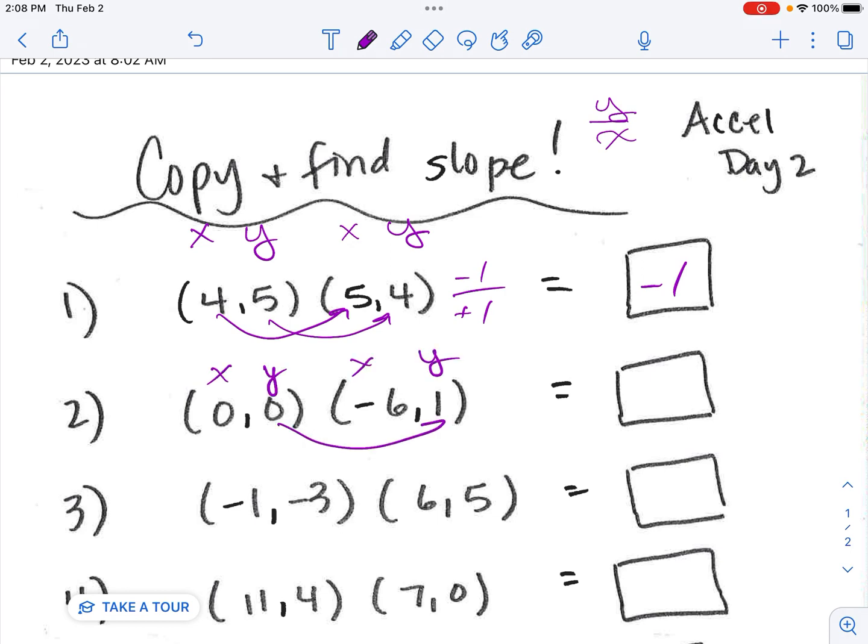Number 2, to go from 0 to 1, that is 1 hop to the right on the number line, so that's a +1. From 0 to -6, that is 6 hops to the left on the number line, which gives us a -6. A positive and a negative is a negative, so our slope is -1/6. That negative does not matter if you keep it in the numerator, the denominator, or out front. It all means the same. It's a negative slope.